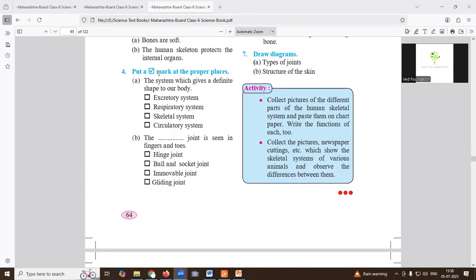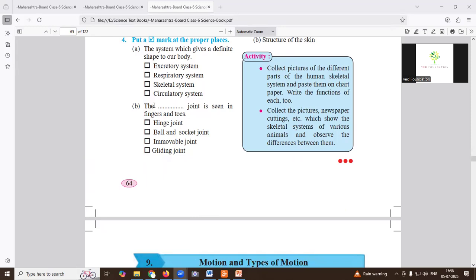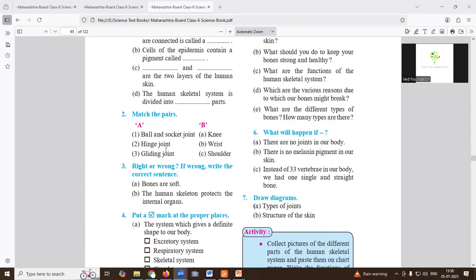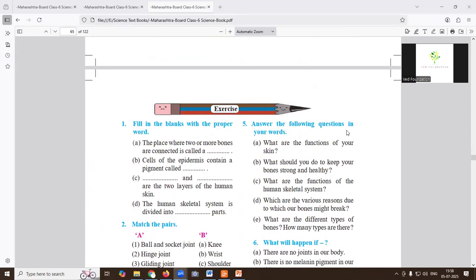Next, put right mark at the proper places. The system which gives definite shape to our body: skeletal system. Third option correct. The joint that is seen in fingers and toes: hinge joint. Correct answer is hinge joint. Next, answer the following question in your own words. What are the functions of your skin?